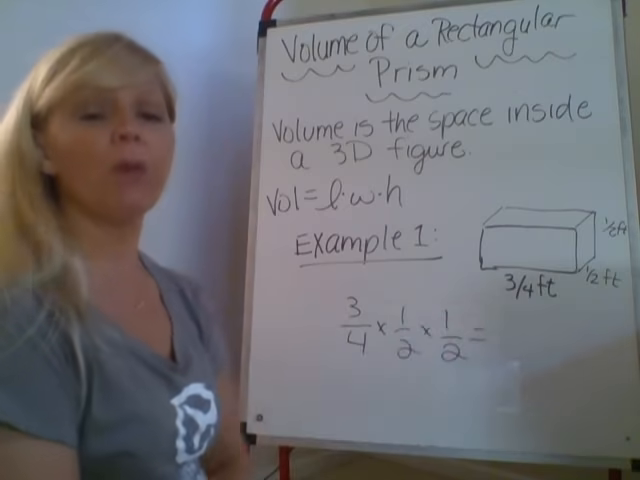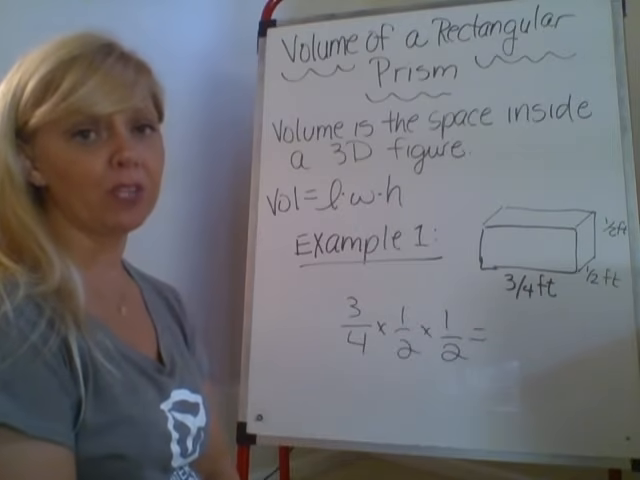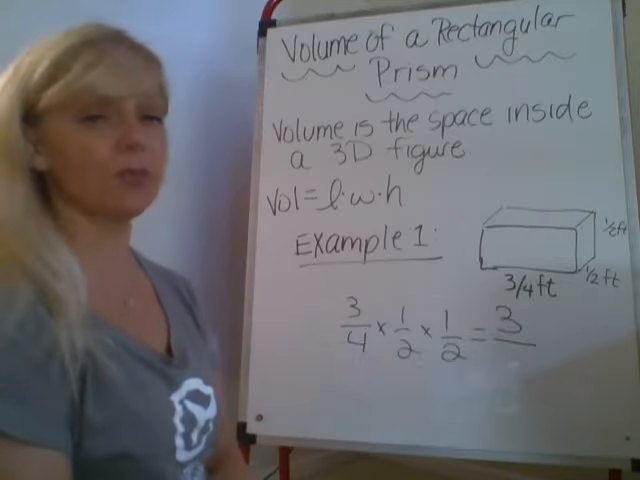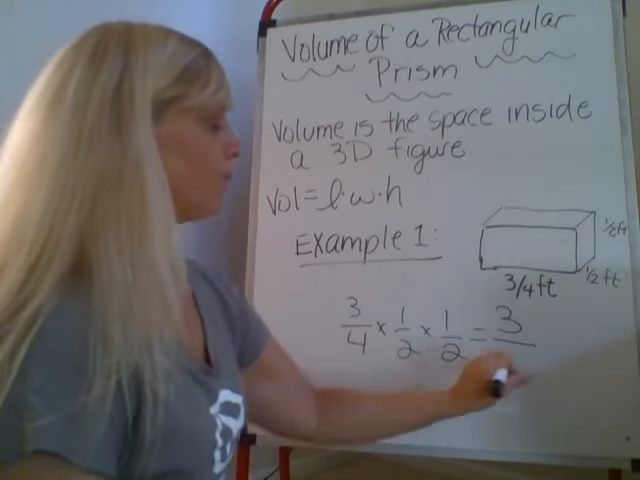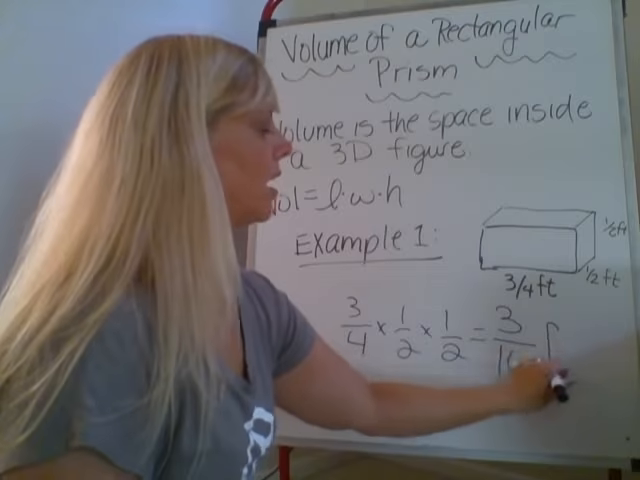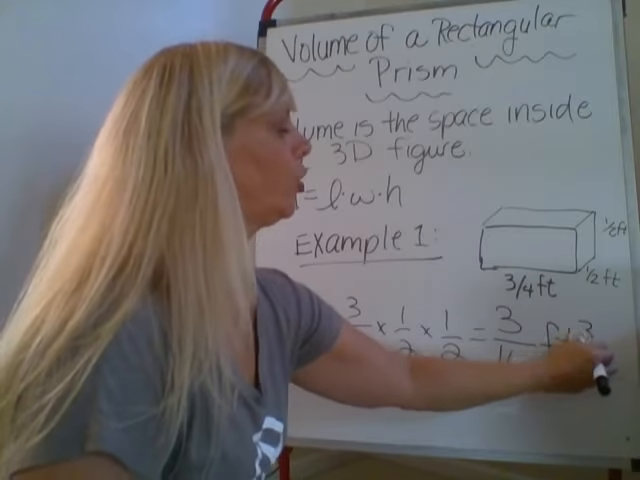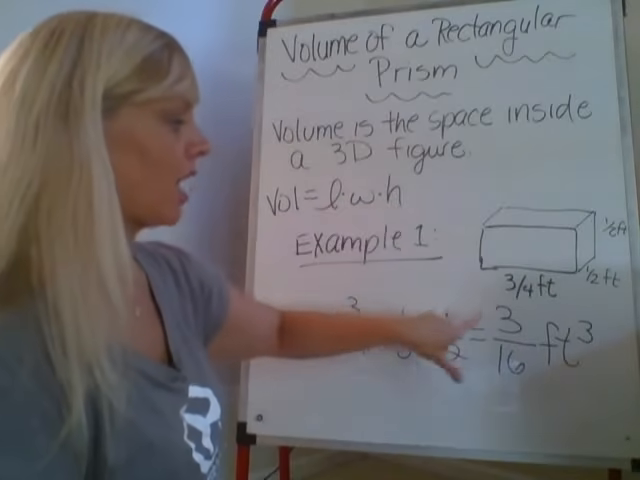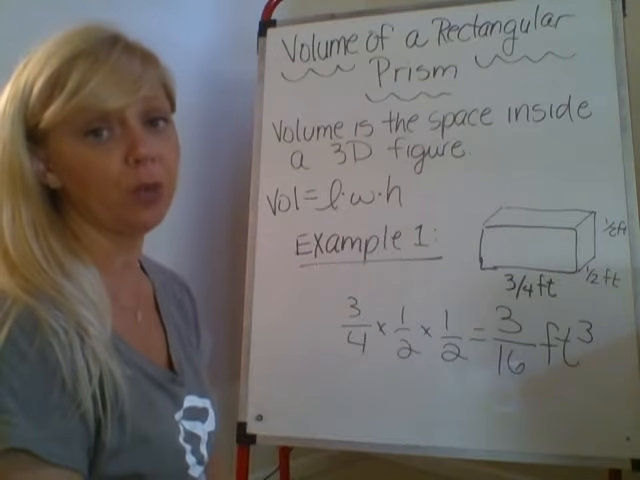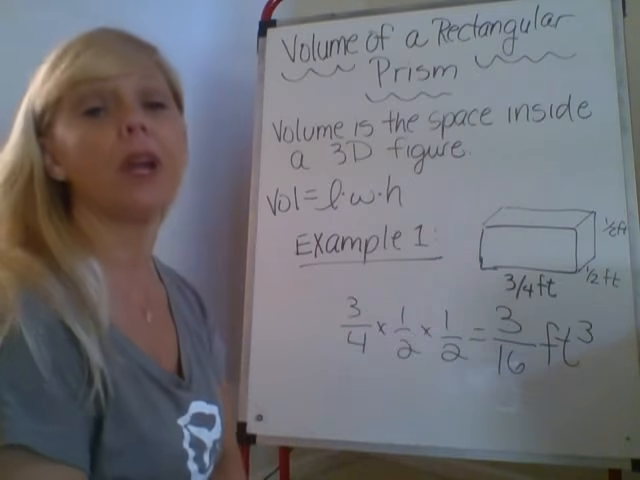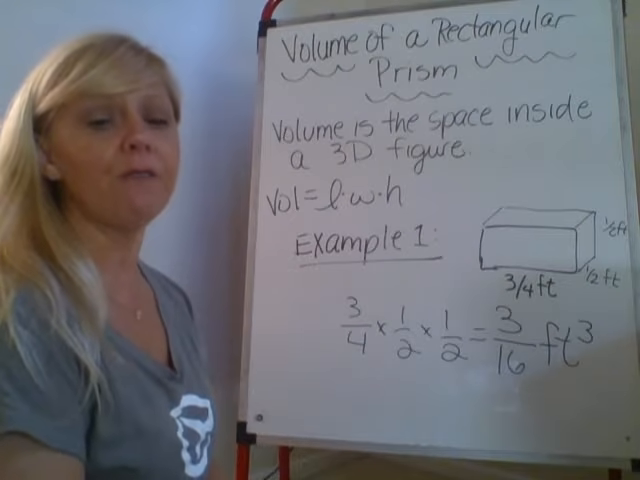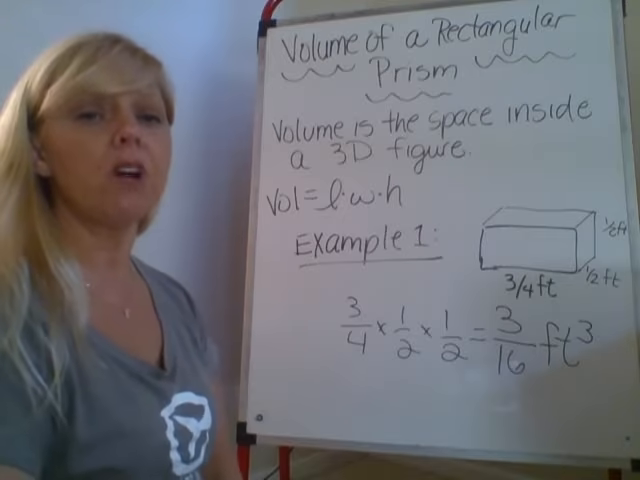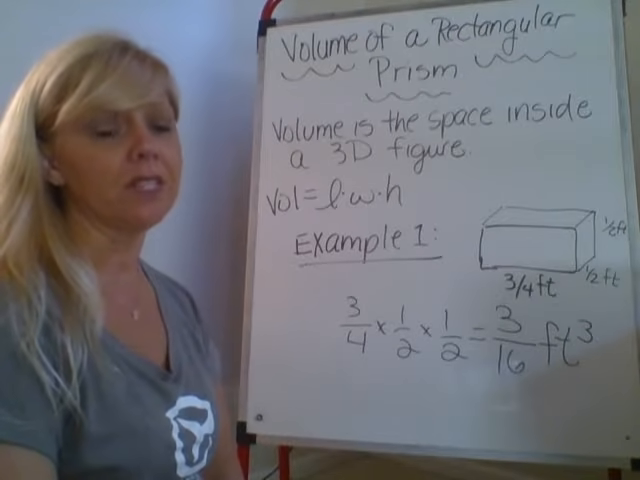times a half. And when we multiply fractions, remember we multiply going straight across. 3 times 1 times 1 is 3. 4 times 2 times 2 is 16. And we would say feet cubed. So remember, cubed means if I had little cubes in here, I'd have 3/16 of a cube inside of this brick. All right, so that's how we find volume of rectangular prism. That's our first example. We're going to do 3. So let's go on to using a little bit of algebra on the second example.